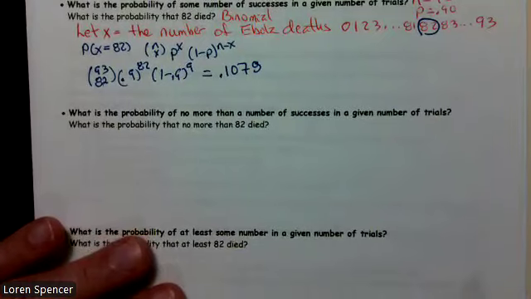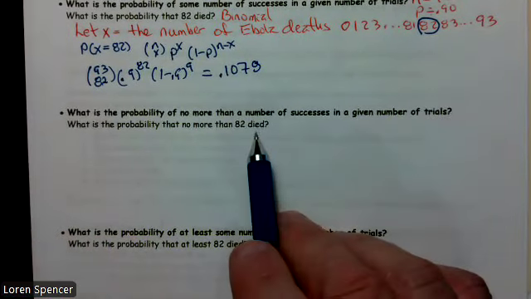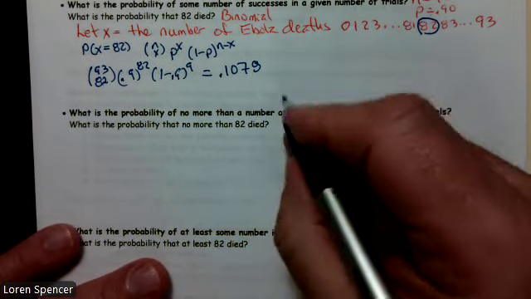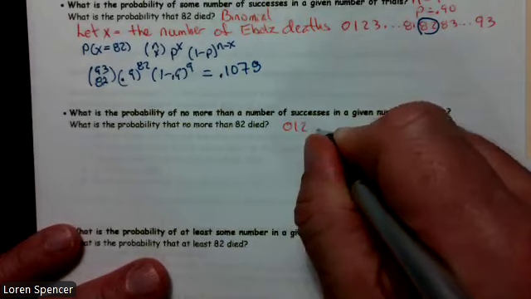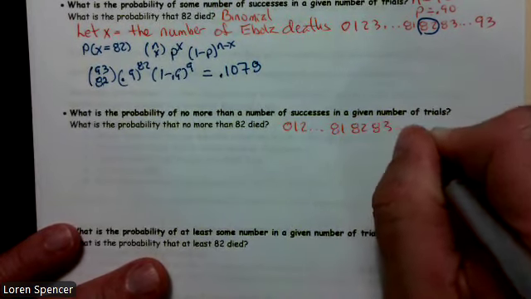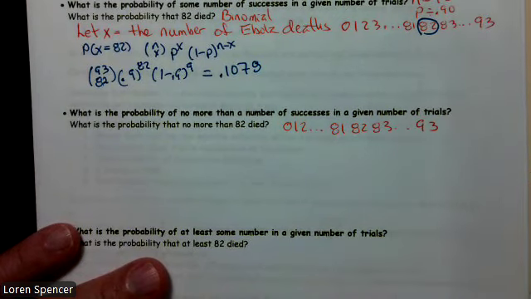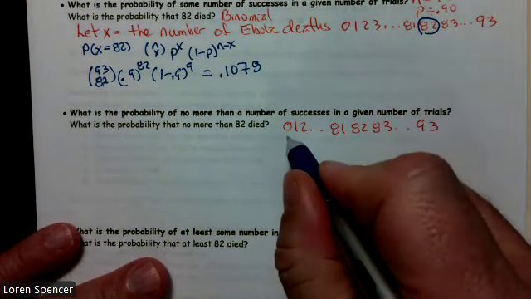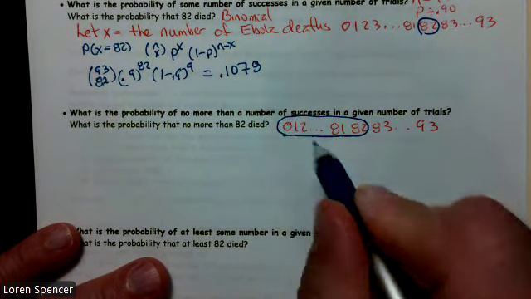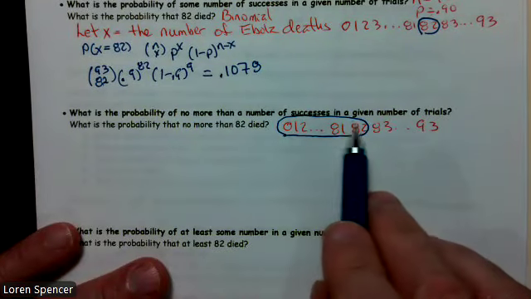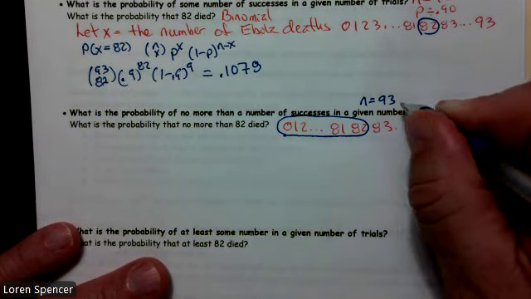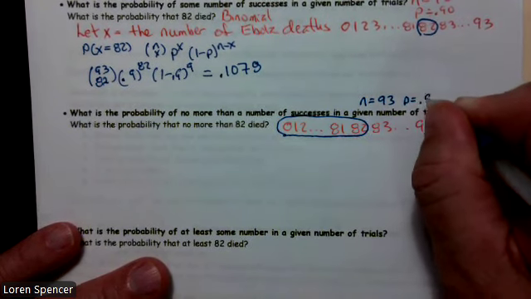All right, the next one. What's the probability that no more than 82 died? Well, in this case, we're looking at 0, 1, 2, dot, dot, dot, 81, 82, 83, dot, dot, dot, all the way to our group of 93, which I'm not going to rewrite, but we said no more than 82. So it could be any of that. It could be 0 died or 82 died. And remember, n is 93 and p is 0.90.